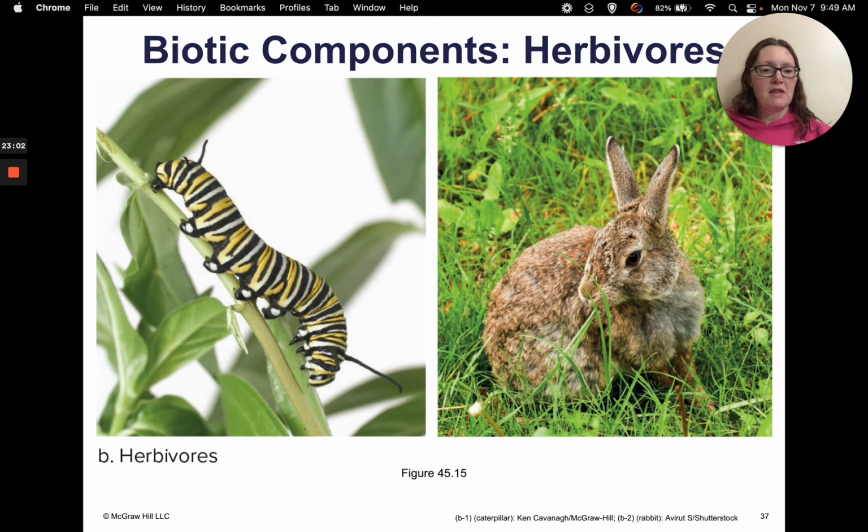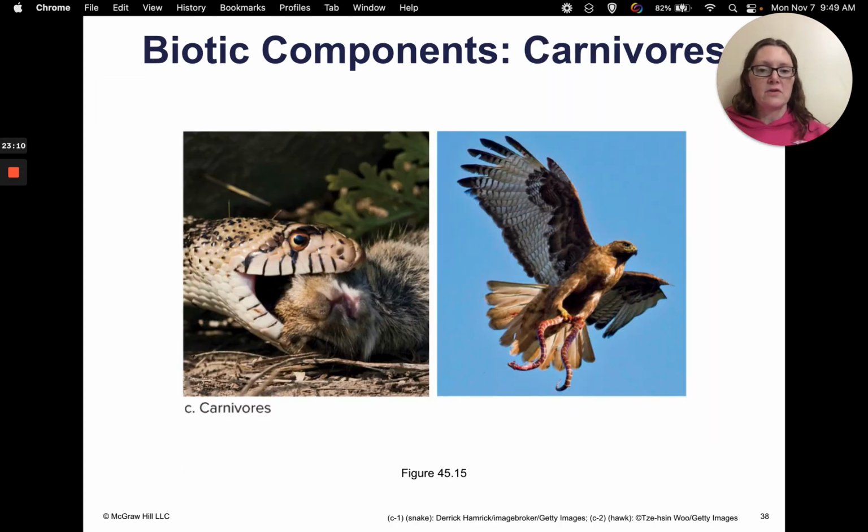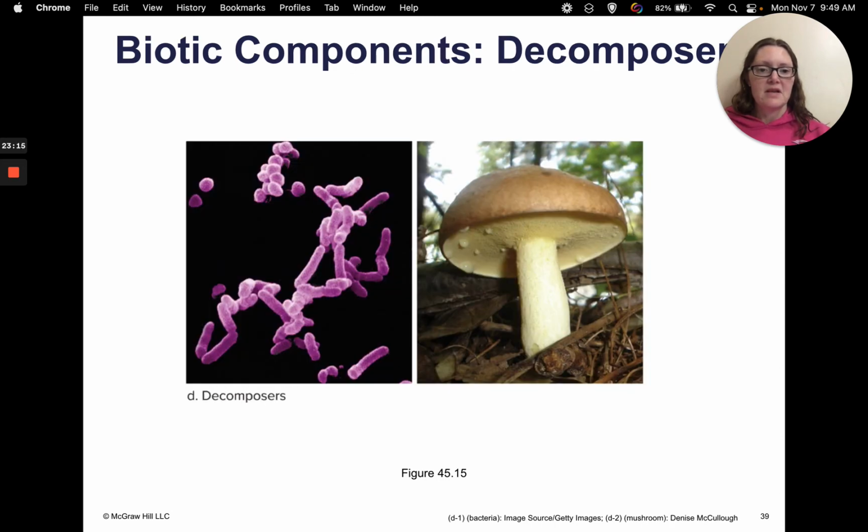Herbivores can come in lots of different shapes and sizes. They can be insects, they can be mammals. Anything that eats plants is considered a herbivore. Carnivores, anything that eats meat. Decomposers, anything that breaks down anything else, fungi or bacteria.